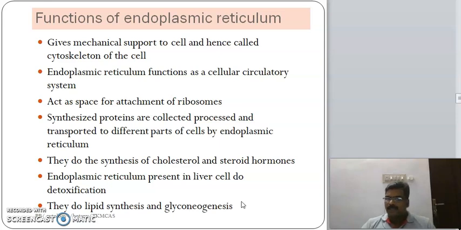And the endoplasmic reticulum present in liver does detoxification, and is capable of lipid synthesis and also gluconeogenesis. Gluconeogenesis is a process by which glucose is produced from non-carbohydrate sources. And this is the structure and function of endoplasmic reticulum. Now we will move on to the second organelle.